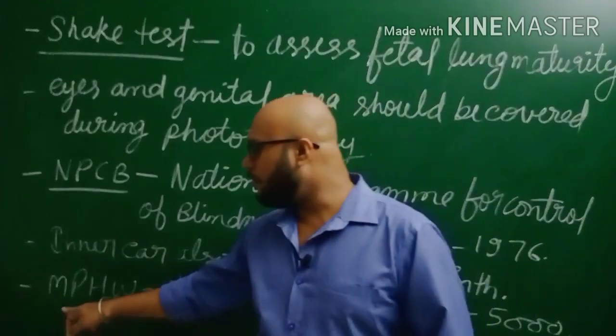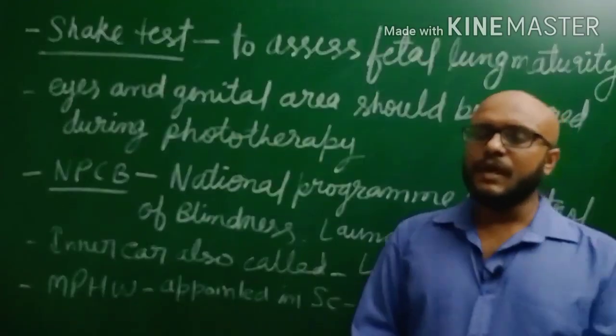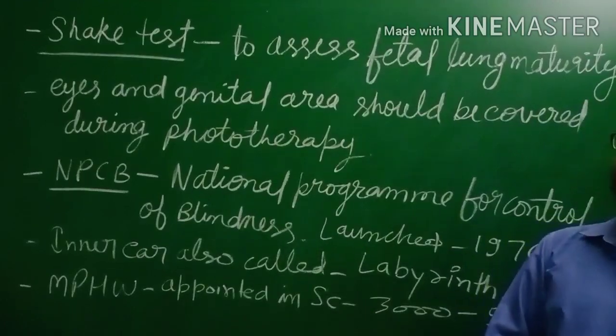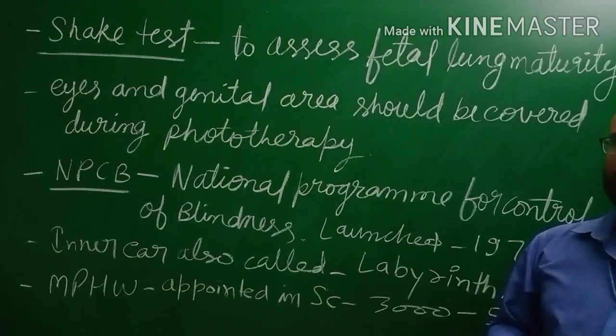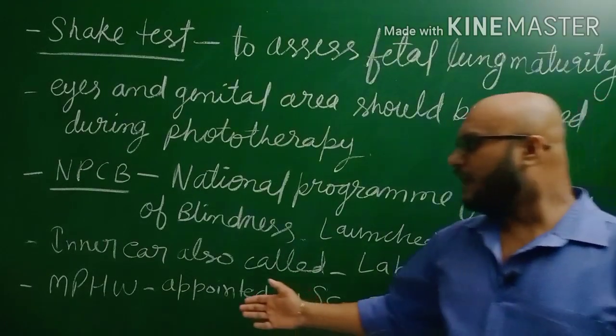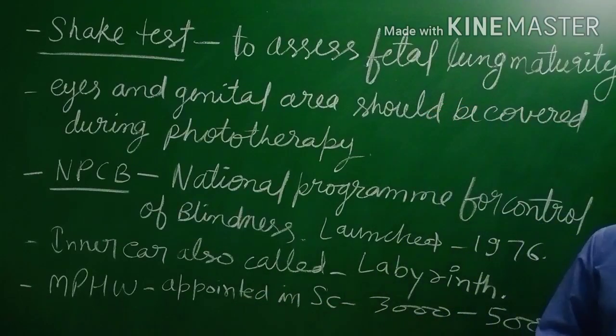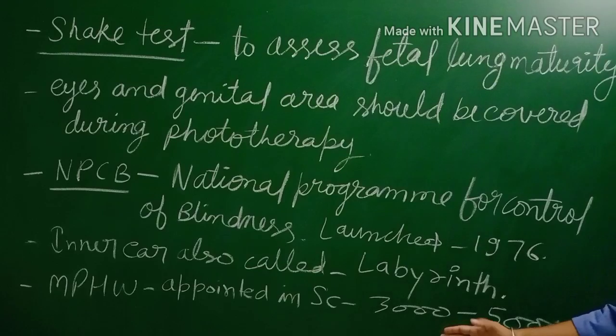MPHW, full form of MPHW is multi-purpose health worker. They are appointed at the sub-center level. A sub-center is opened in the hilly and tribal area at a population of 3000 and in the plain areas at a population of 5000.